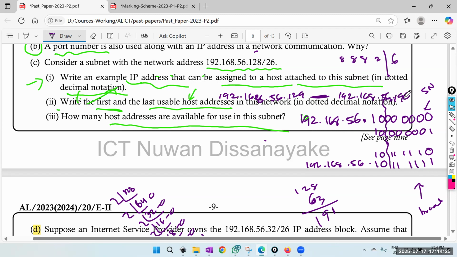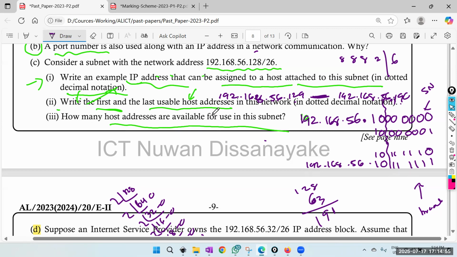192.168.56.190, because the broadcast address is 191. So therefore, write an example IP address, anything between these, anything including this. It can be 129, 130, 140, up to 190, because all those are usable. So here, any number like this, okay? That is anything like this or anything in between. But the usable address range is 129 to 190.